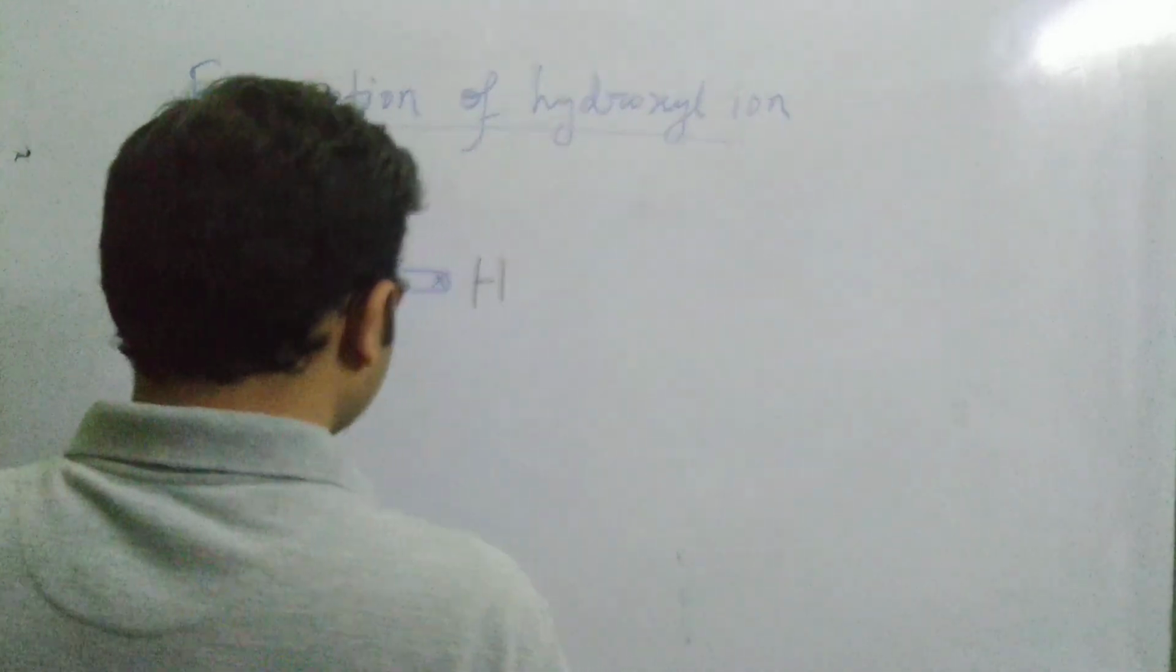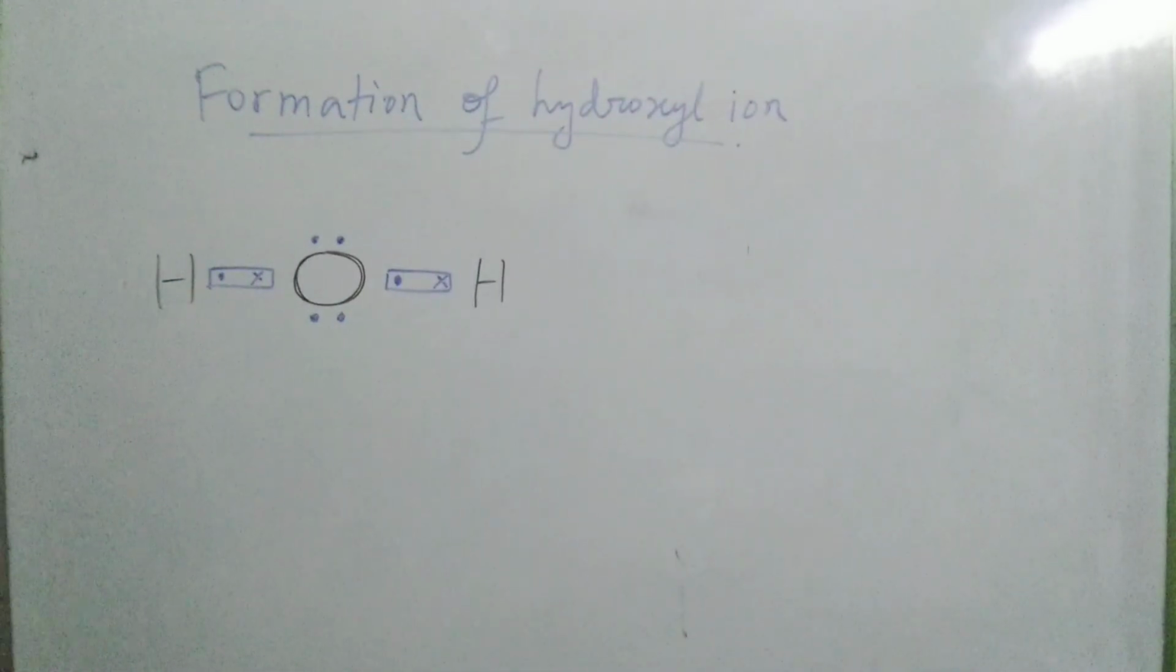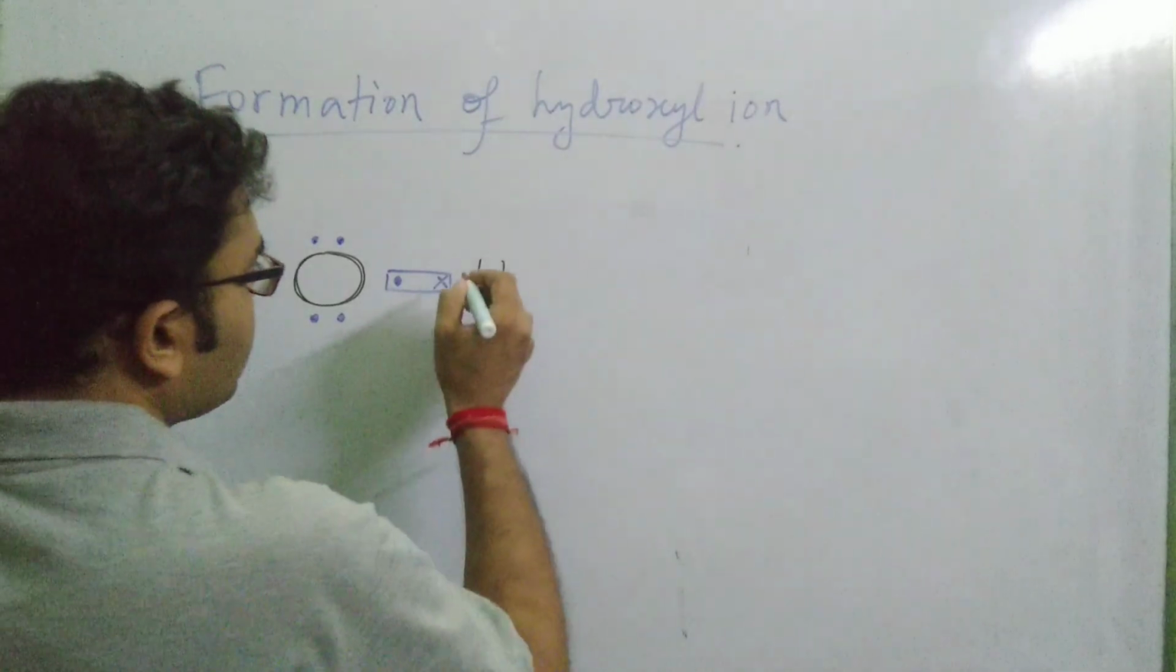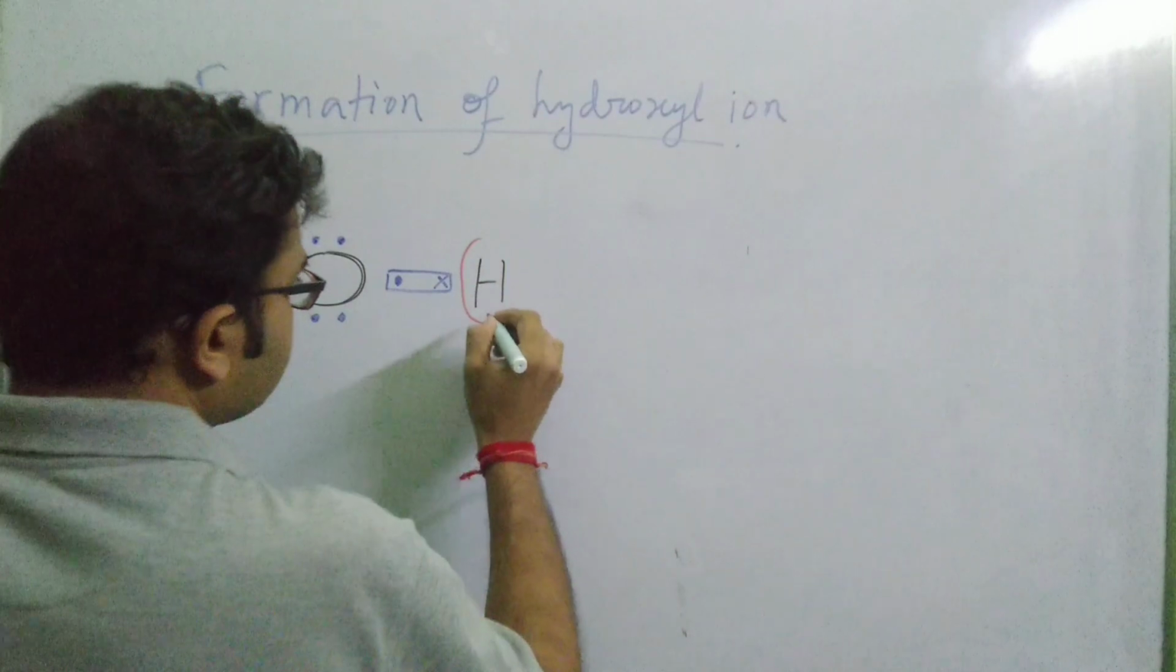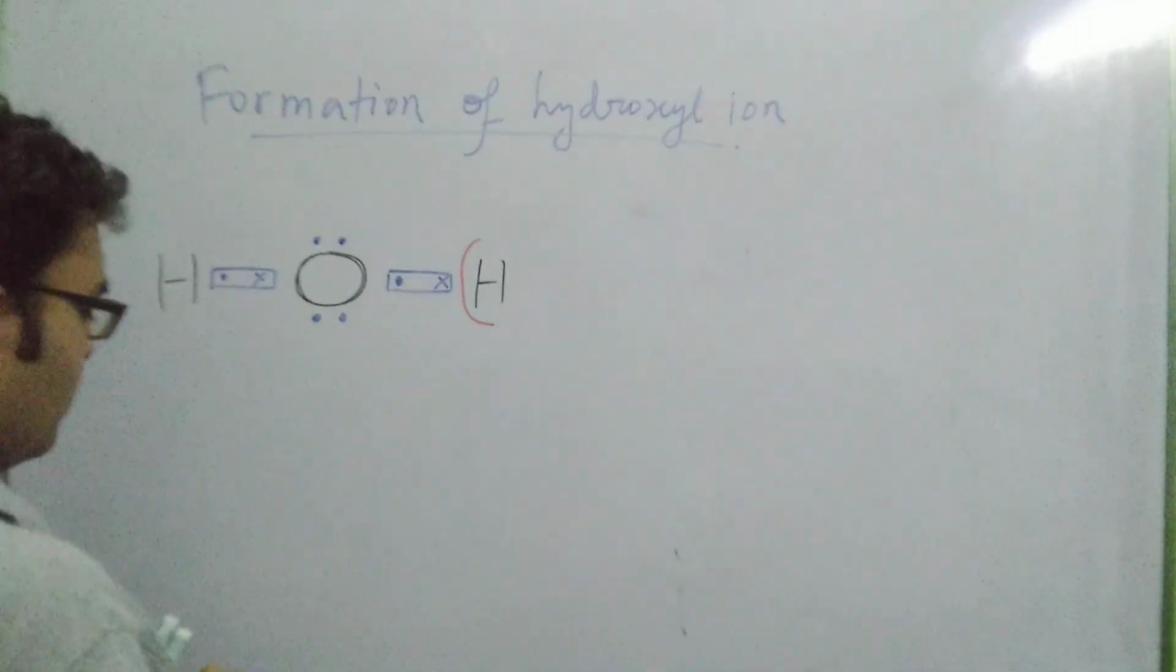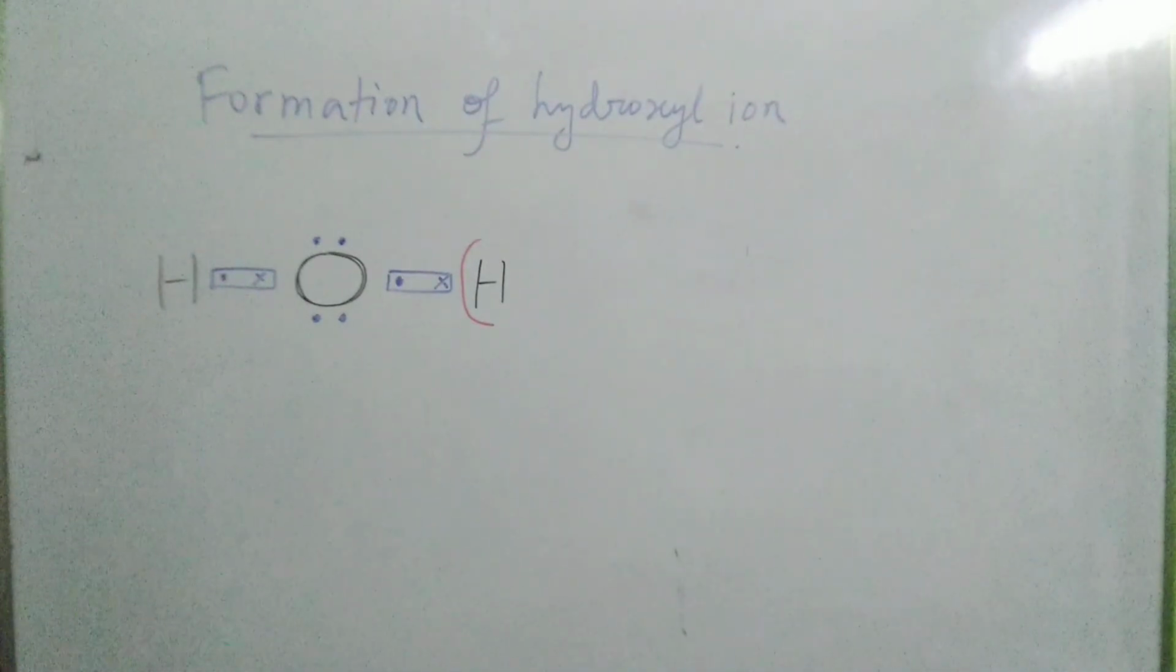Now, if one of the two hydrogen atoms leaves this bond, say this hydrogen atom leaves the bond without taking any electron with it, that is, it is giving away both of its electrons to the oxygen atom, then what happens? Then overall there will be one electron more in the whole structure.